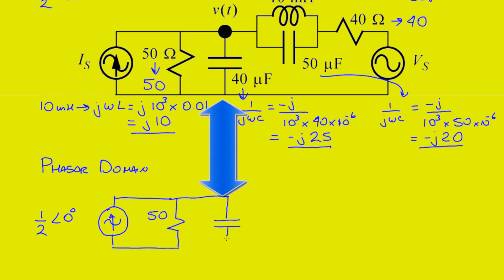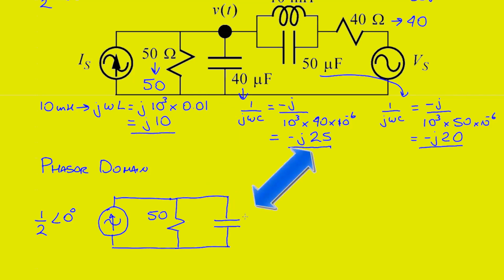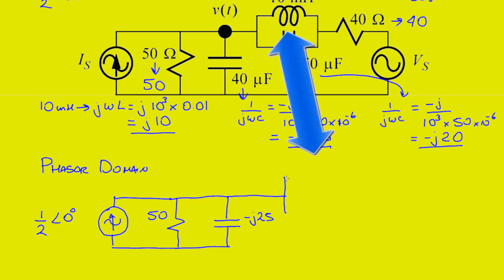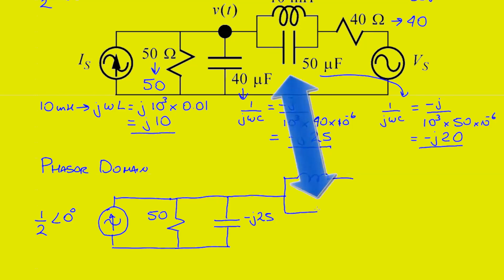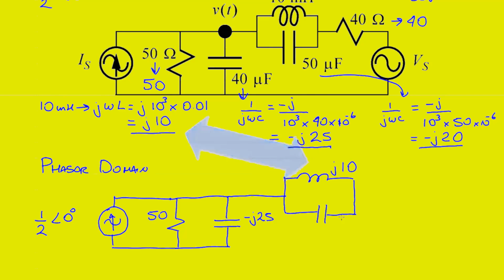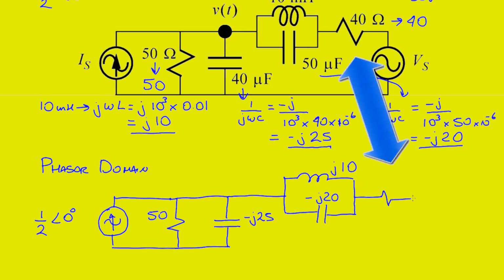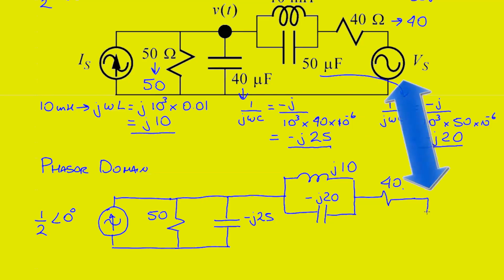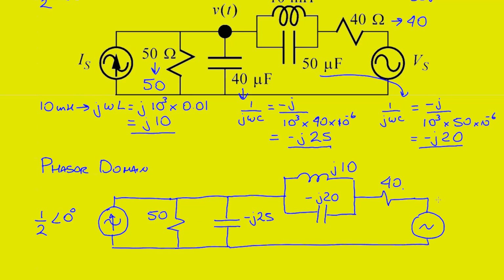Now when we put the capacitor down, we put the capacitor symbol, and we put minus j25. You'll notice that the minus j indicates that this is a capacitor, and we also have a symbol of a capacitor, so it's somewhat redundant, but it certainly helps us keep it straight in our minds what it is we're looking at. Moving on, we've got our inductor in parallel with another capacitor, and the inductor we found was a value j10, and the capacitor down here was minus j20, and that's in series with our 40 ohm resistor.